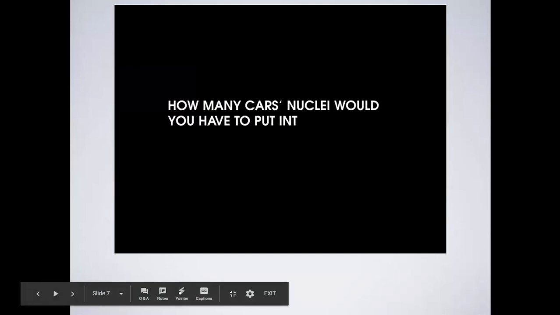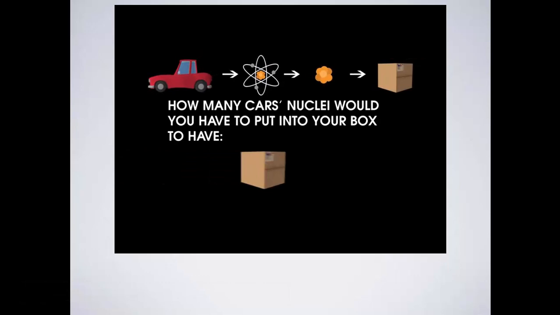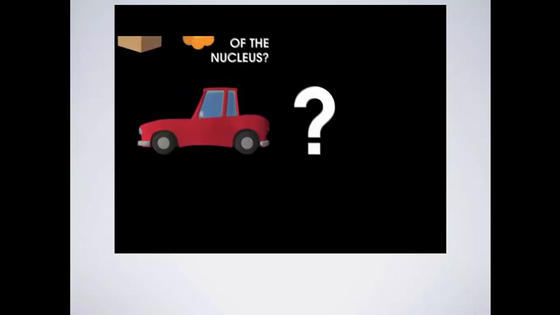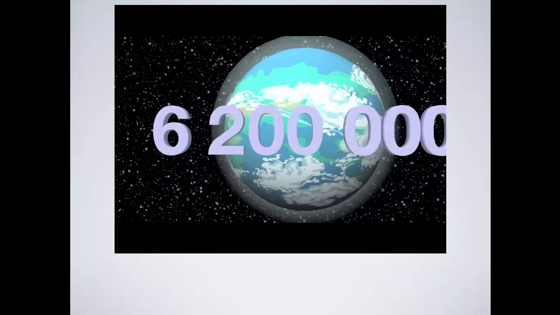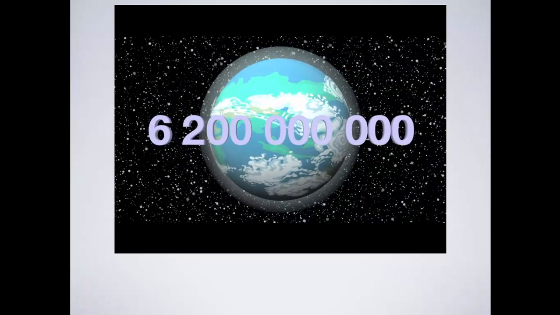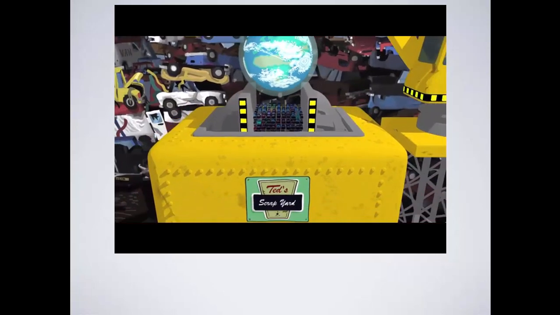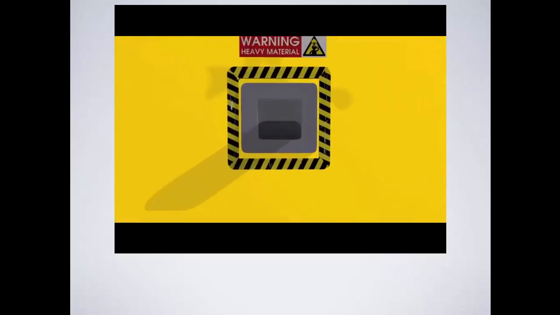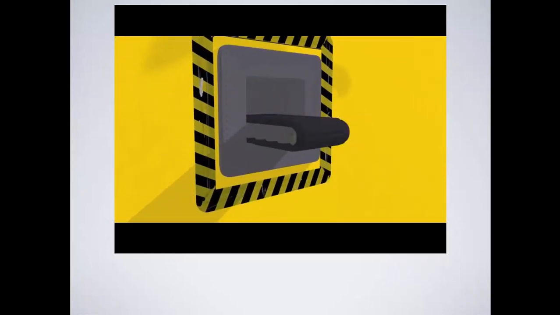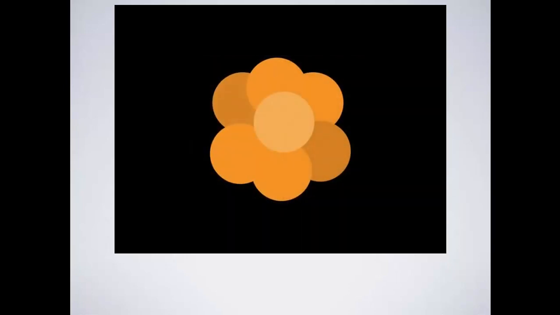How many cars' nuclei would you have to put into the box to have your 1 foot box have the same density of the nucleus? Is it 1 car? 2? How about 100? Nope, nope, and nope. The answer is much bigger. It is 6.2 billion. That is almost equal to the number of people on the Earth. So if everyone on the Earth owned their own car, and they don't, and we put all of those cars into your box, that would be about the density of the nucleus. So I'm saying that if you took every car in the world and put it in your 1 foot box, it would have the density of 1 nucleus.